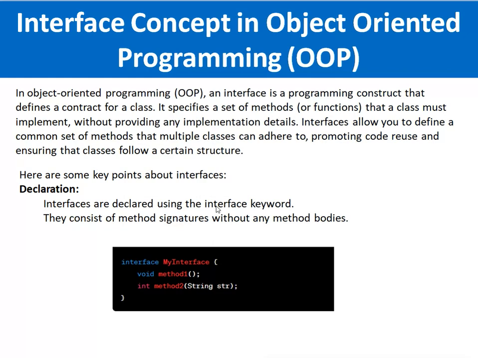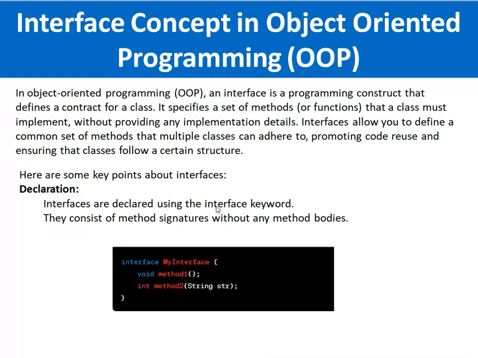Friend, interface is a very important concept in object-oriented programming, and like other concepts, it's a very fundamental concept, similar to polymorphism, abstraction, and inheritance. So, interface is also very important. It's basically a programming construct that defines a contract for a class. Basically, it defines a set of methods or functions that a class must implement without providing any implementation detail.